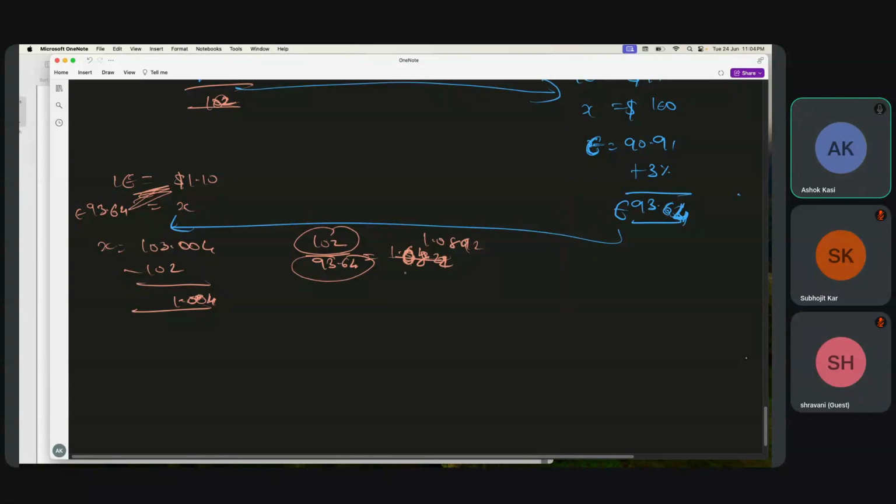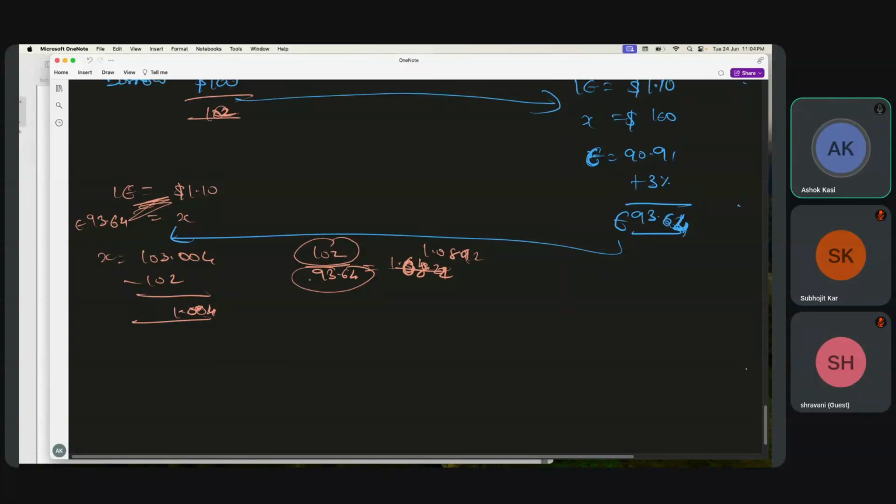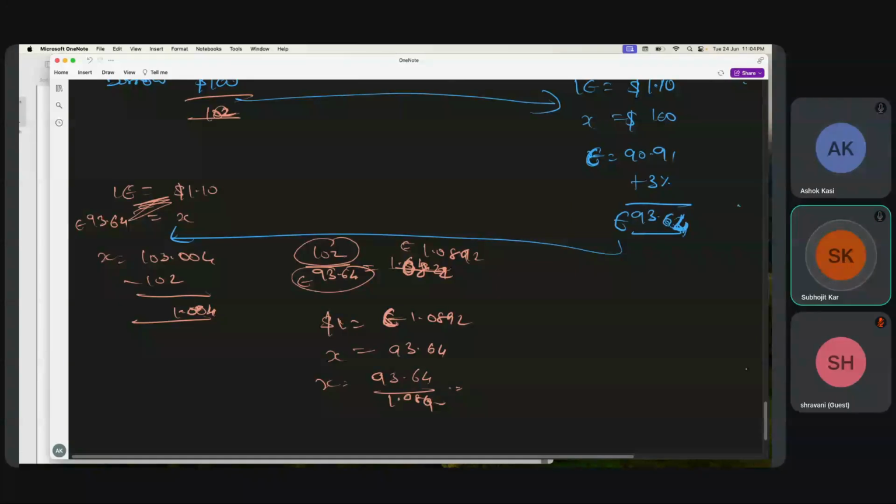So if the exchange rate would have been, this is euro, so if $1 is equal to 1.0892, then what would have happened? 93.64 divided by 1.0892 is 85.9713. No, I think some mistake I have done.